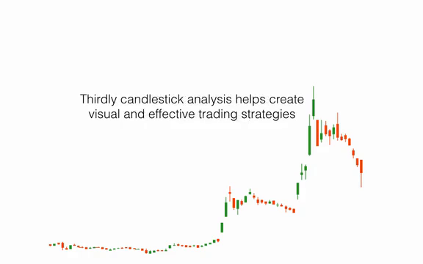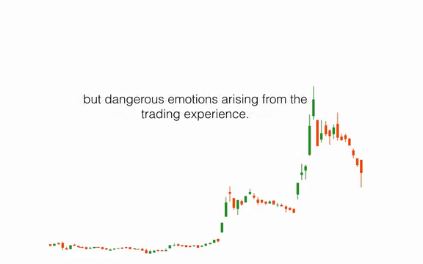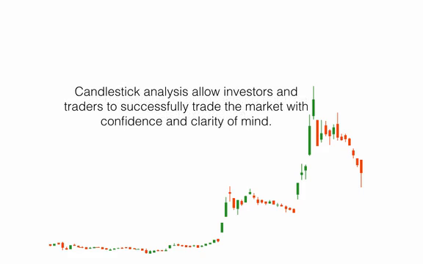Thirdly, candlestick analysis helps create visual and effective trading strategies to identify entry points, profit targets, and protective stops. When applied with discipline, candlestick analysis helps remove normal but dangerous emotions arising from the trading experience. Candlestick analysis allows investors and traders to successfully trade the market with confidence and clarity of mind.